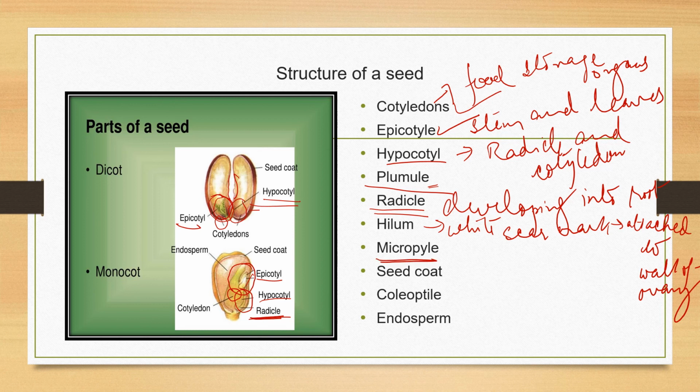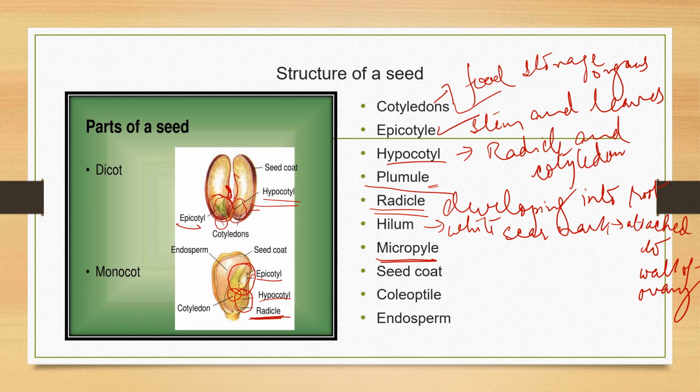Now what is the micropyle? It is a very small opening on the concave side of the seed. I will give you this in detail in the next few slides, when I discuss the structure of an individual bean seed and a maize seed. Just remember that this small opening on the concave side helps in the absorption of water as well as the exchange of gases during germination. That is called the micropyle.